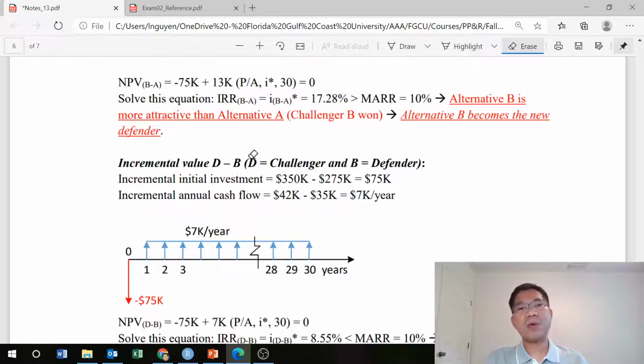So now when you have a new defender, B is the defender and D is the challenger. If in this scenario I got only 9%, then A won, and you would have the incremental value D minus A, not D minus B. But this one is B1, so it becomes the new defender. A is already eliminated. Make sense? So we have D minus B: D challenger, B defender.